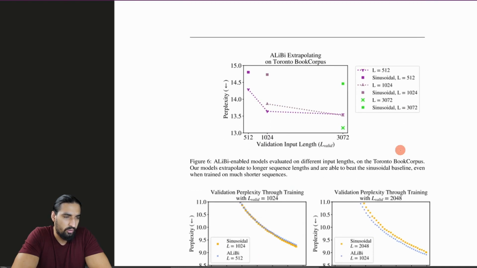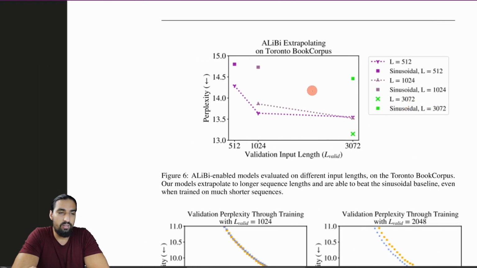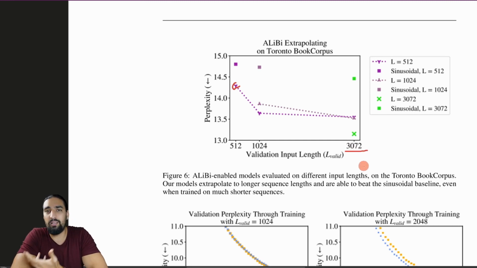Let's go further on. So this one is interesting because here they completely changed the data statistics. They are using Toronto book corpus, which is a completely different data set. And they show that the same trends still apply. Training the ALiBi model and then extrapolating is still better than actually training the sinusoidal model on that, as you can see, 3072 input sequence length. That means that the ALiBi model is generalizing to different data sets.